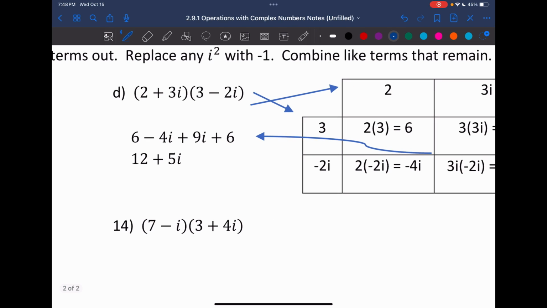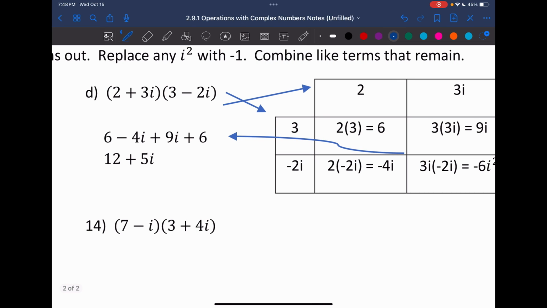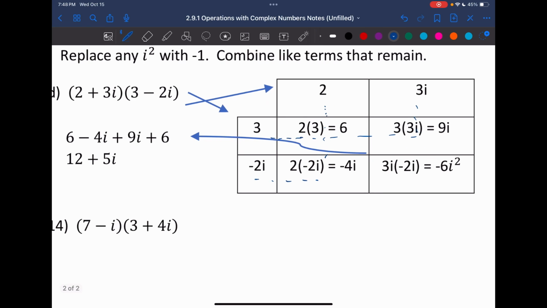Now this over here is using the box method. It's the same idea, you just have to draw it out like a box. And you put your terms into the different categories. The process is still the same, where you have to multiply your boxes together. So 2 times 3 is 6. 2 times -2i is -4i. 3 times 3i is 9i. And then we get 3i times -2i, and that gives you -6i squared.